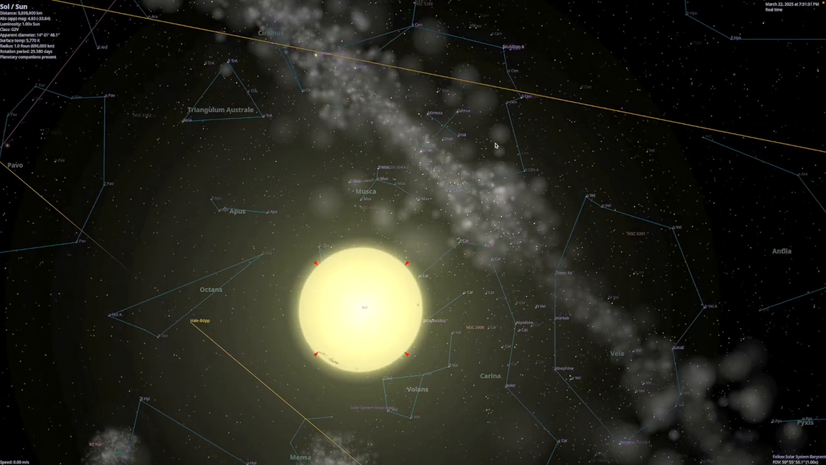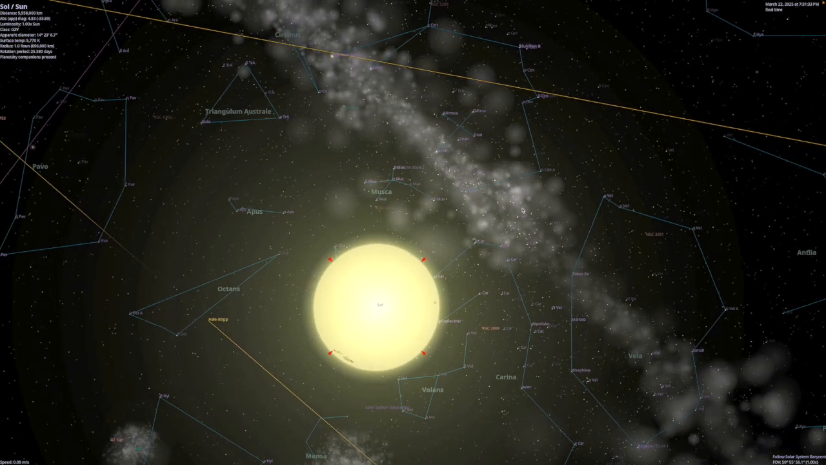And here it is. It's a yellow main sequence star, and you can also say that it is a yellow dwarf. Now, its class is G2. It's a G-type star, which means it's the yellow temperature, and its temperature is 5700 degrees Kelvin.